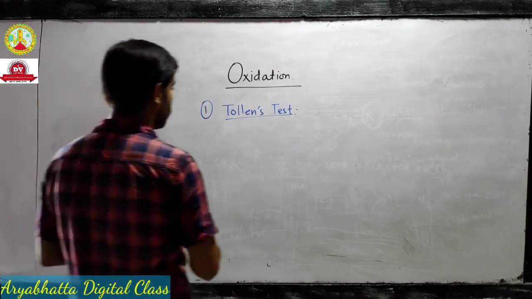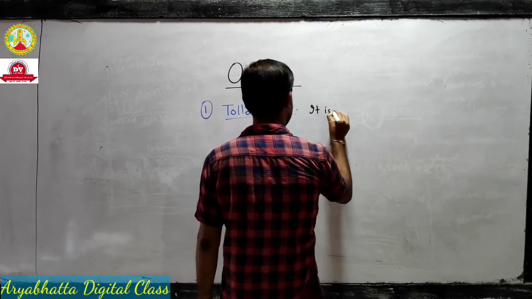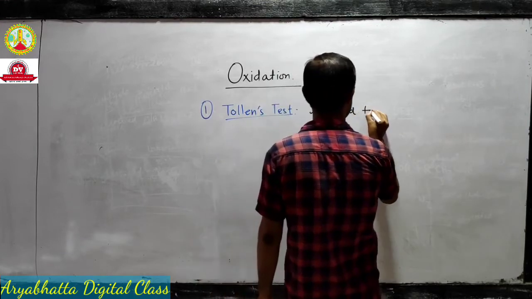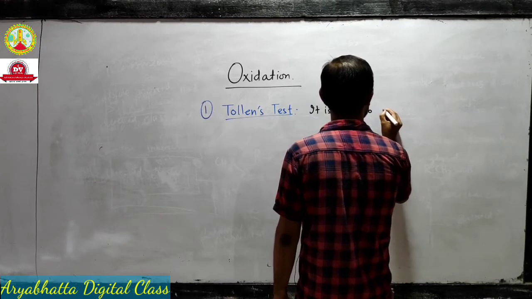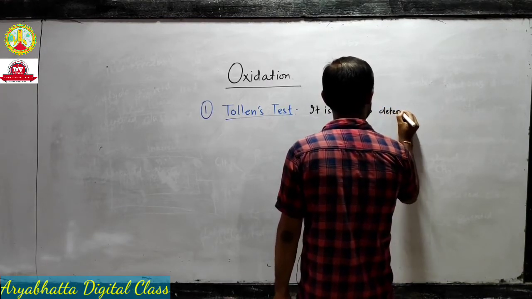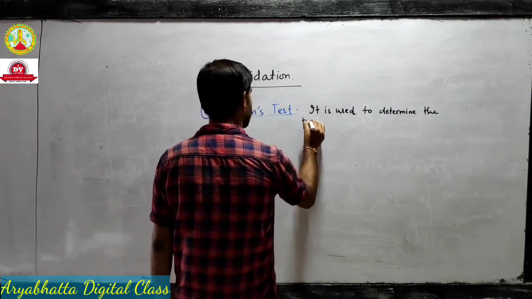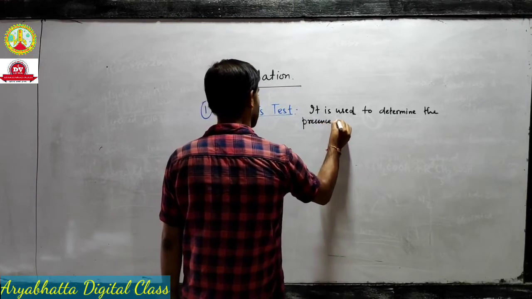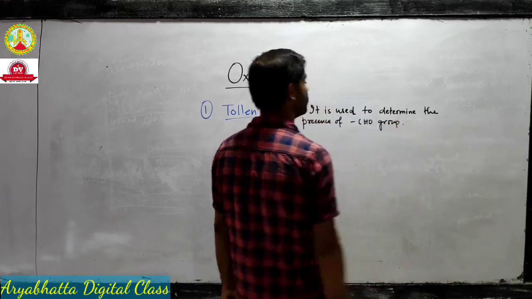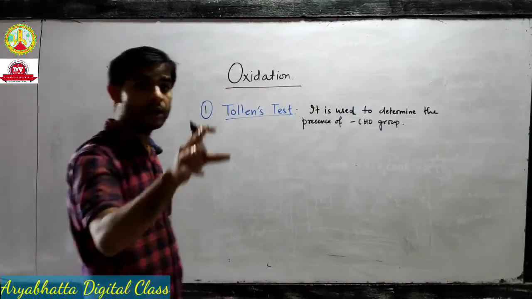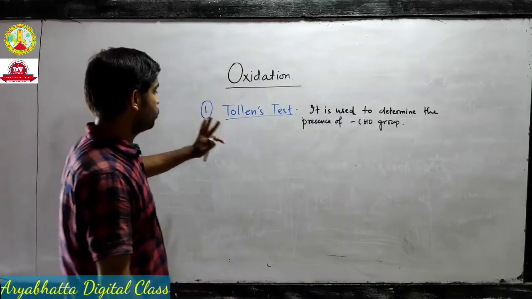Actually, the Tollens test is used to determine the presence of a CHO group. That is, it is used to determine whether a given molecule is an aldehyde or not.